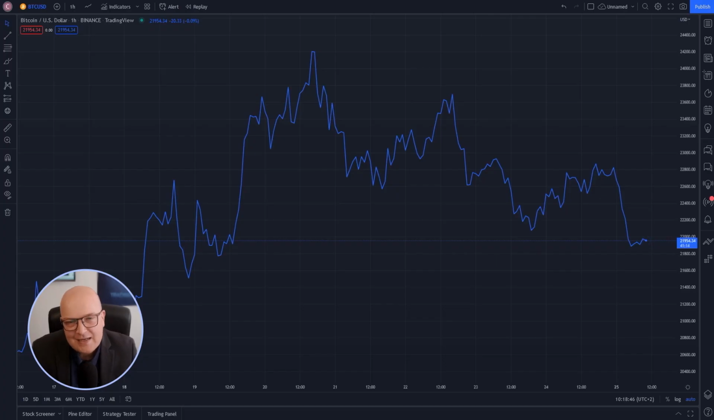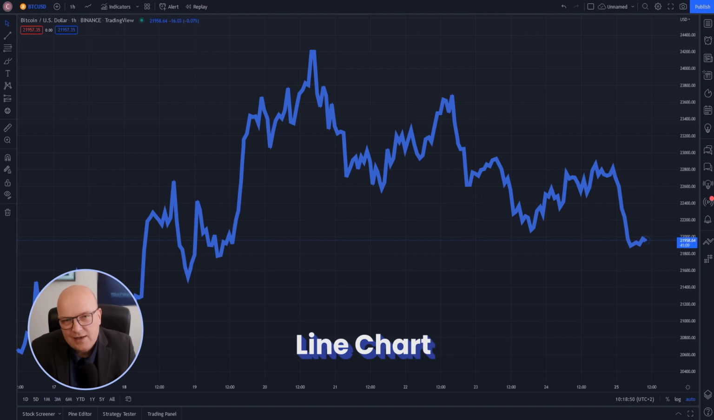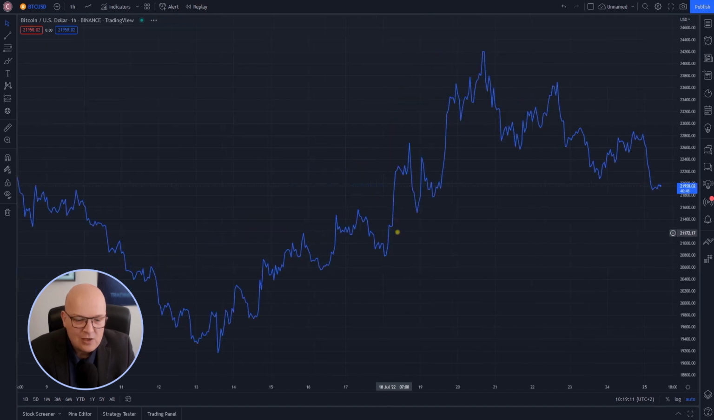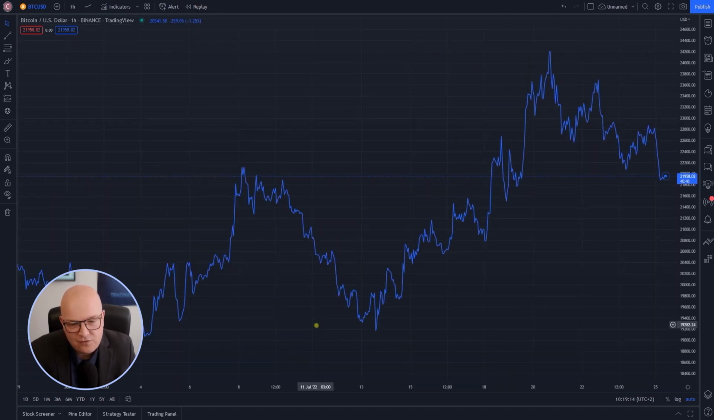Now let's get started with the most simple charting type, which is called a line chart. A line chart is very simple because it just looks at one price within a predefined period of time. In my case, I've selected a 1 hour time frame. So every hour a new dot will appear with the closing price here of Bitcoin US dollar, which is then connected to the previous dot, and if you connect all those dots, it forms this line.